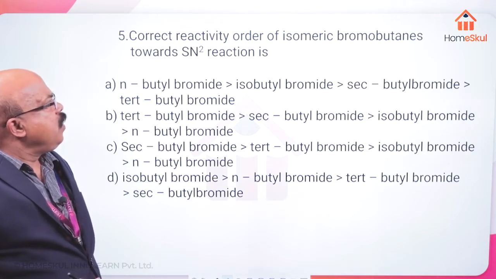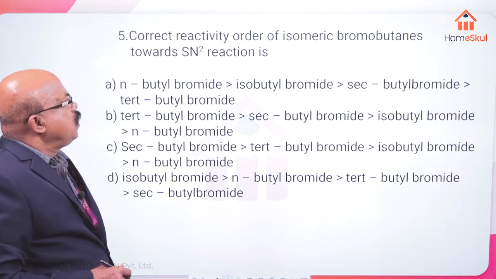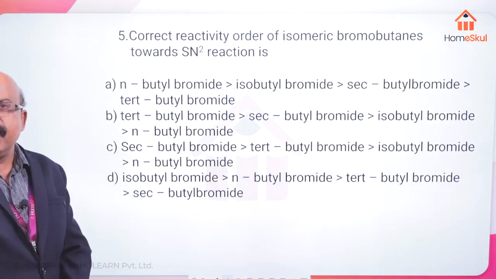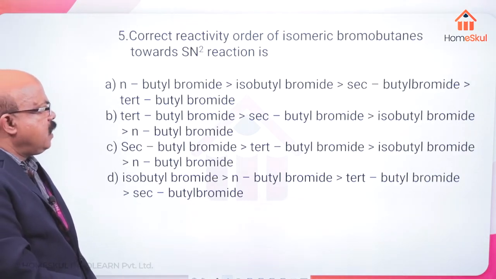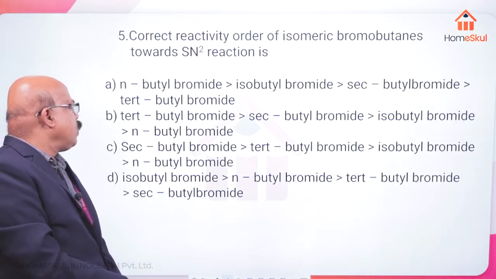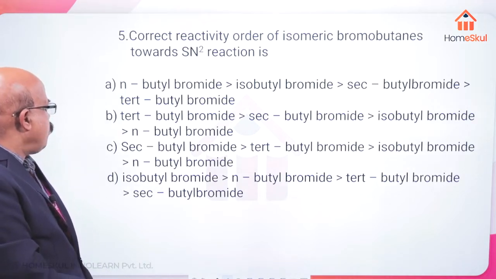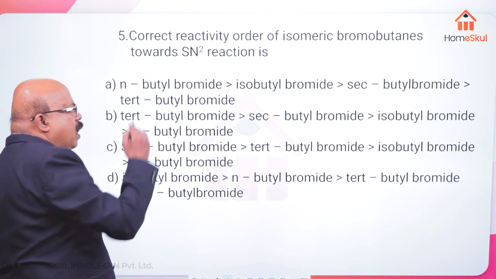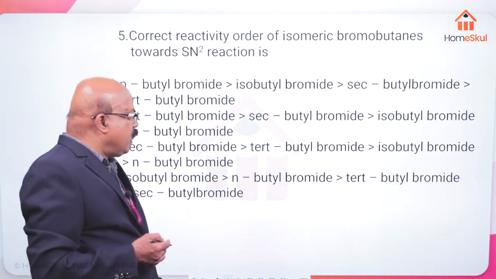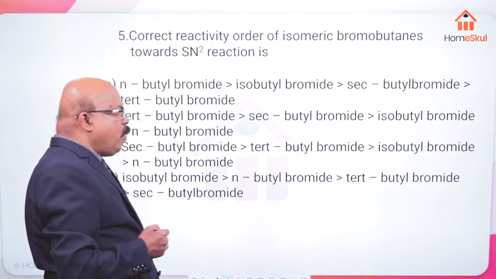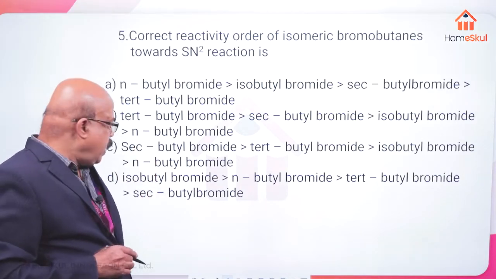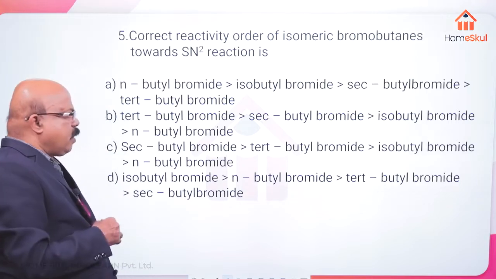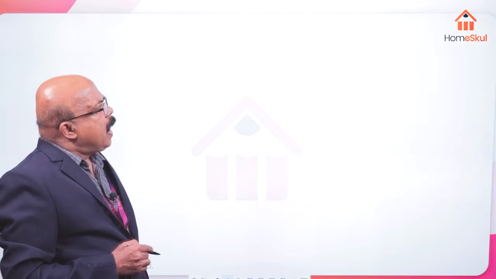The reactivity order of isomeric bromobutanes towards SN2 reaction is. Option A: normal butyl bromide has greater reactivity than isobutyl bromide, which is more reactive than secondary butyl bromide, which is more reactive than tert-butyl bromide. That is option 1. Option B: tert-butyl bromide greater than secondary butyl bromide greater than isobutyl bromide greater than normal butyl bromide. Option C: secondary butyl bromide greater than tertiary butyl bromide greater than isobutyl bromide greater than normal butyl bromide. Option D: isobutyl bromide greater than normal butyl bromide greater than tertiary butyl bromide greater than secondary butyl bromide.